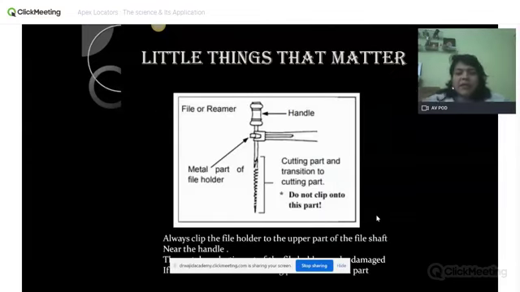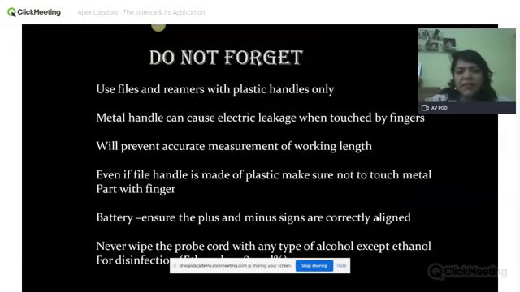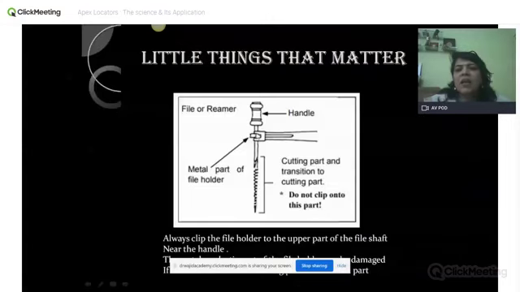It is proved that an electronic apex locator can be used with accuracy both in vital as well as non-vital teeth. Now that we know its applications and the parts of the apex locator, we have to consider a few things which are very important while using an apex locator. While using an apex locator, it is very important that we do not forget to engage the file clip on the metal portion just below the plastic handle and do not extend it onto the cutting part or at the junction of the shaft and the cutting part.